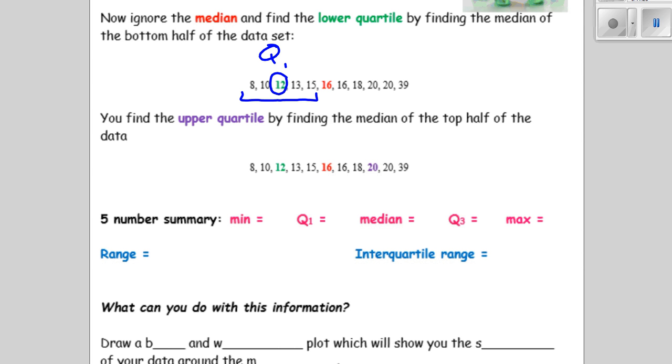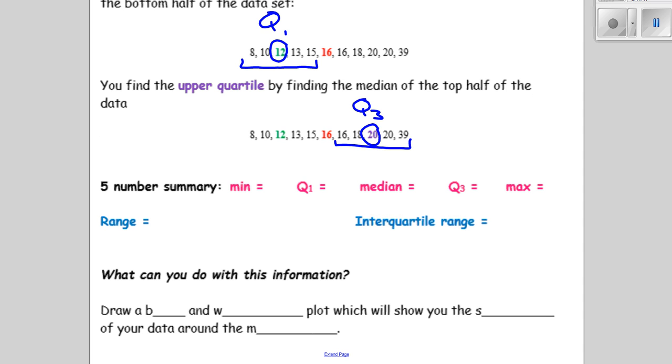The second quartile has its own special name as well, which is the median. You find the upper quartile by finding the median of the top half of the data. So ignore the median, ignore the 16 in the middle, and just find the median of the top 5 numbers. In this case it's 20, and that's Q3, which is how you should realise the median must therefore be Q2. It's the second quartile, but we just call it the median instead.